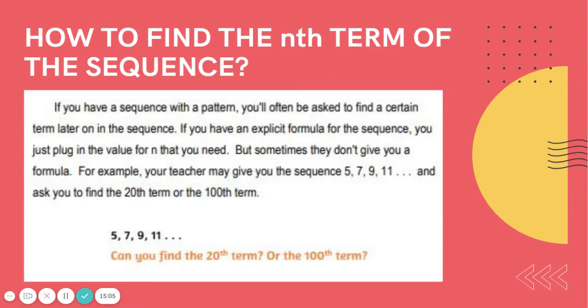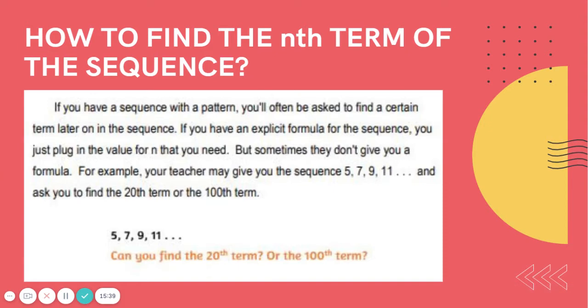Now, how to find the nth term of the sequence? So if you have a sequence with a pattern, you'll often be asked to find a certain term later on in the sequence. So if you have an explicit formula for the sequence, you just plug in the value for the n that you need. But sometimes they don't give you a formula. For example, your teacher may give you the sequence 5, 7, 9, 11 and ask you to find the 20th term or the 100th term.